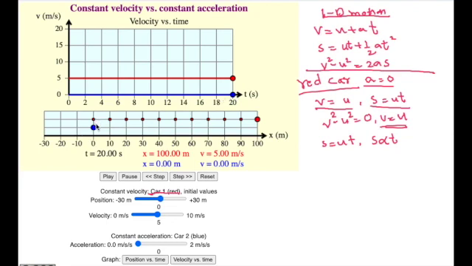And this is the displacement for different times. It is covering equal distances in equal intervals of time. So this is the v versus t graph. Let me draw the v versus t graph here.